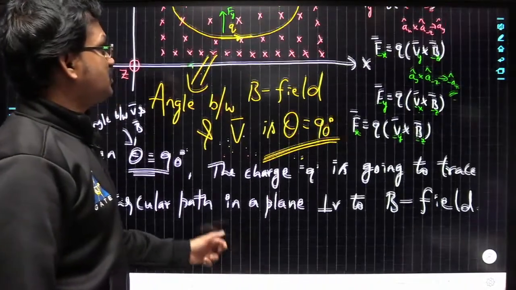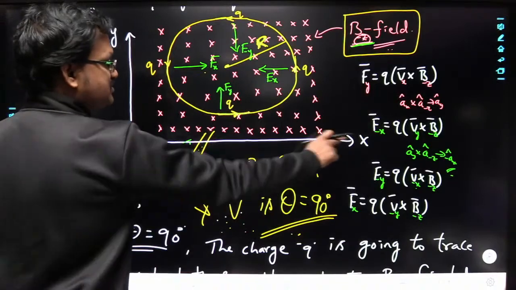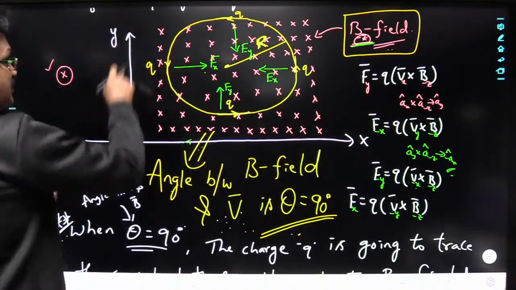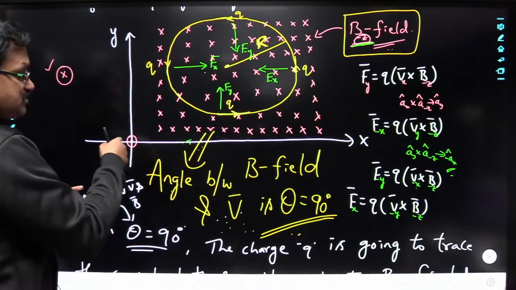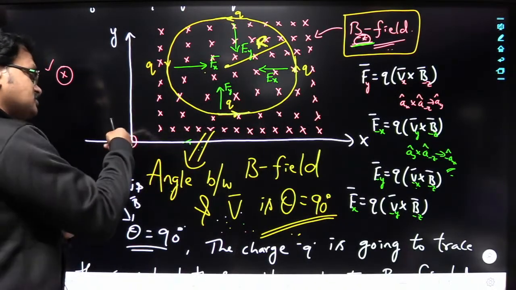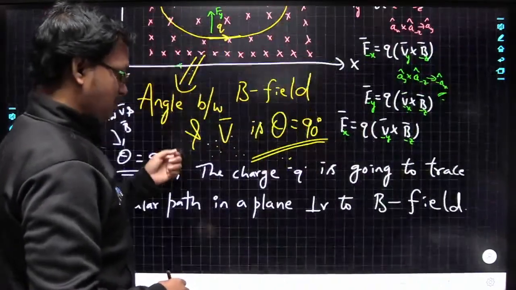See here, this is not the ZX plane. This is the XY plane. This is X axis. This is Y axis. Z axis is coming out of the board. Positive Z axis is coming out of the board. Negative Z axis is going into the board. Right? Yes or no? Okay.